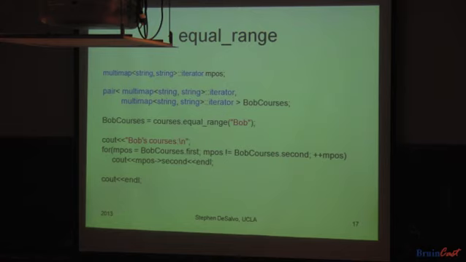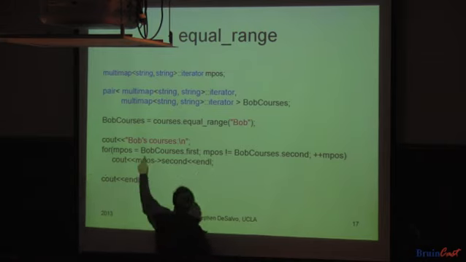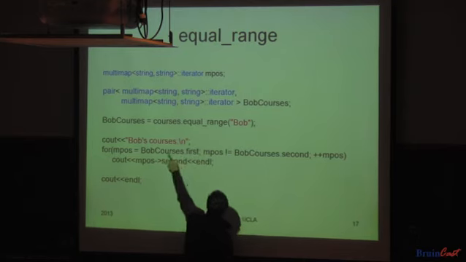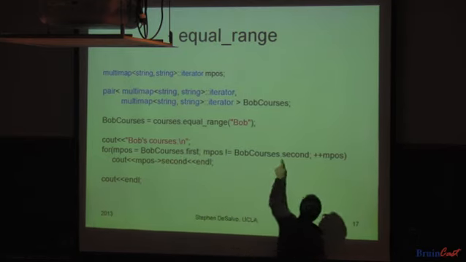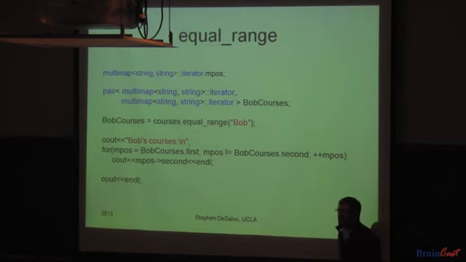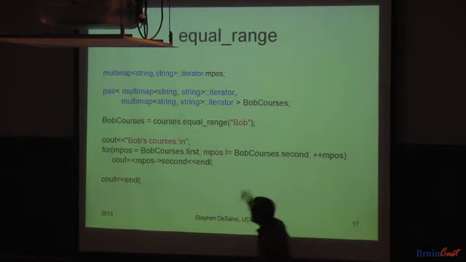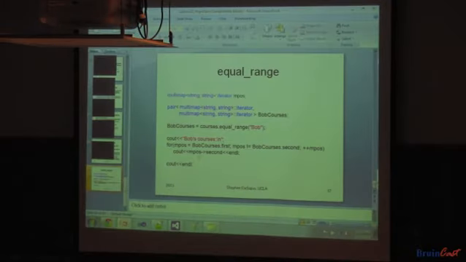multimap string string iterator, mpos. Okay? Now, when we call courses.equalRange, it returns a pair of multimap string string iterators. We can then cycle through all of them by looking at Bob's courses.first, because that returns the lower bound, and it is not equal to Bob's courses.second, because that's the upper bound. Okay? So let's replace this horrible looking code with the auto keyword and see how much nicer things become.